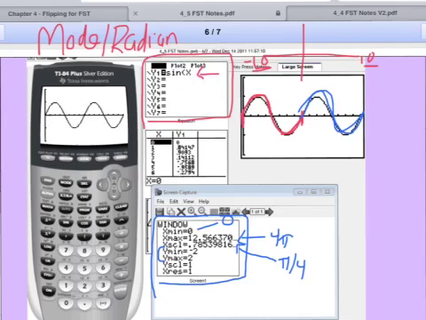Now keep in mind, if you were asked to graph one circular rotation, you could just change the x max to 2 pi. Maybe they wanted you to do one circle in the negative and one in the positive. For that, I would do my x min at -2 pi and then x max at +2 pi. And you can play with the calculator as you need to for that.